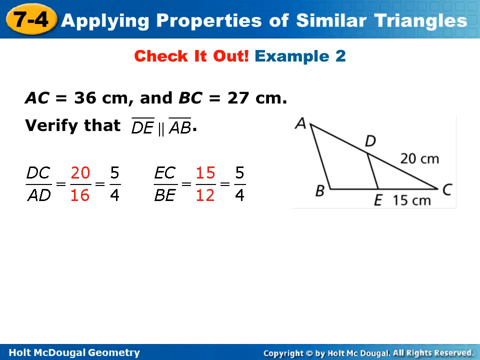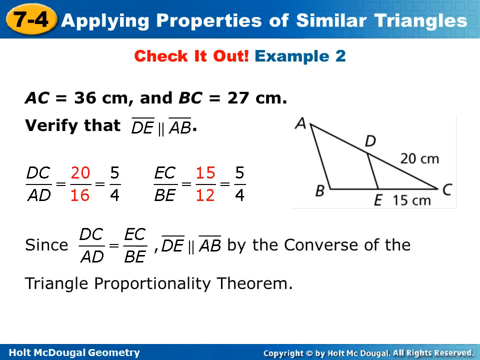And EC to BE is 15 to 12, and again, we got that from 27 minus 15. Since they're both equal to 5/4, then DE is parallel to AB by the converse of the triangle proportionality theorem.